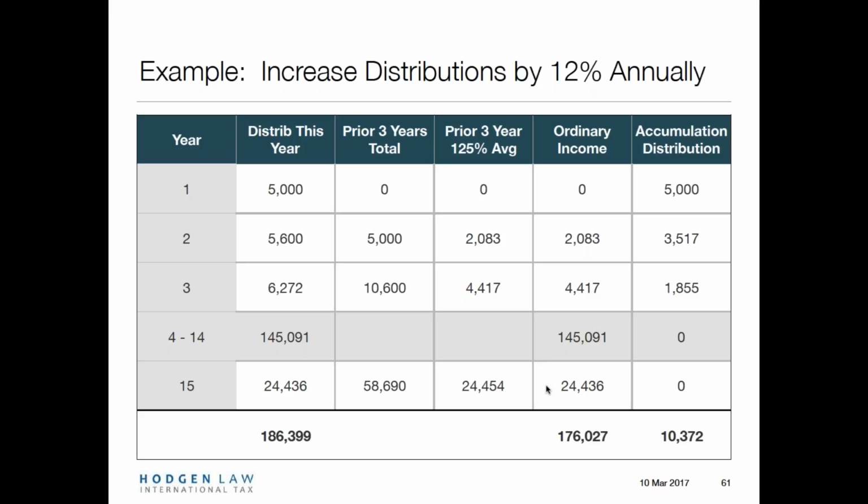So if you have one of these trusts, and if the trust is going to be in existence forever or a long time, this is one way to do it. Just start decanting money out, and by year 4, you're going to be in the ordinary income stage, and it's going to be less bad for the U.S. beneficiary.